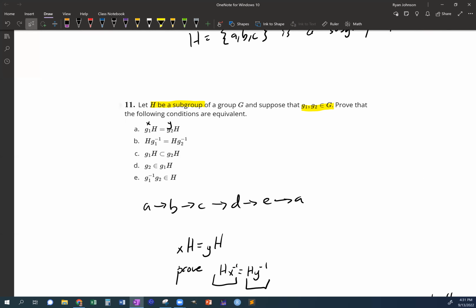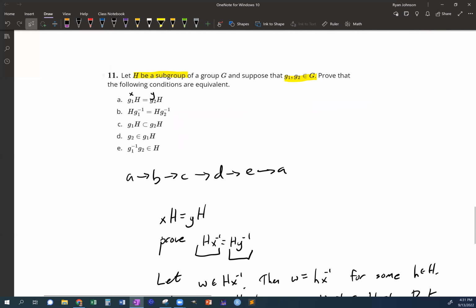Now, there's only one homework question for what we talked about today, but it's a big homework question. We talked about how to do it, like the meta proof, and then we talked about how to do one of the 5 parts.